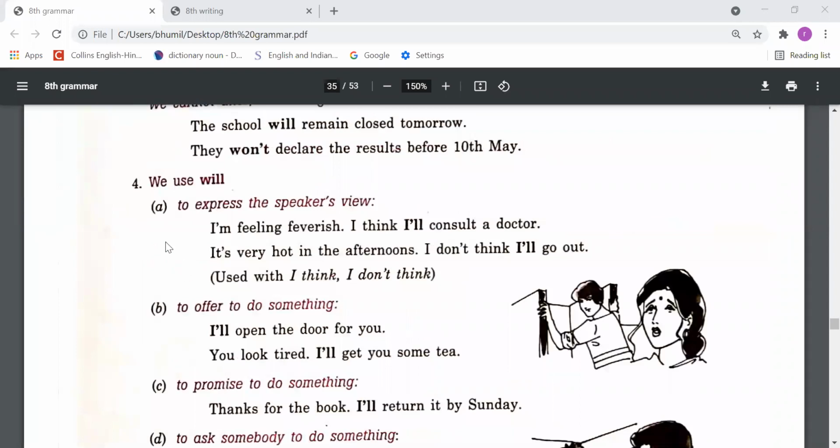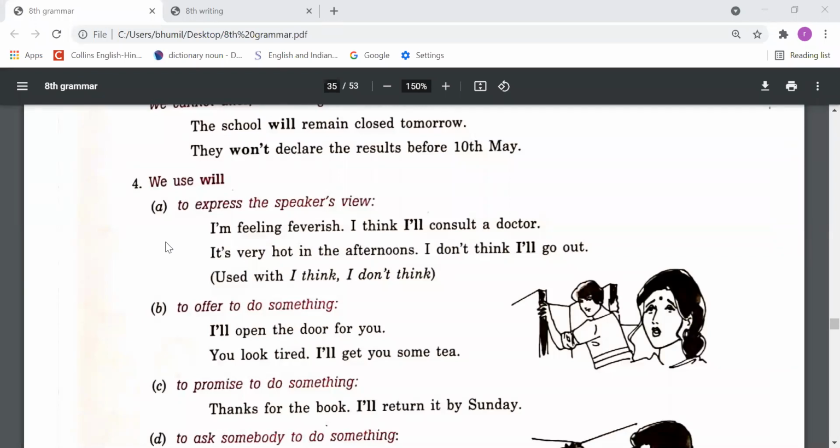Next point number 4. We use will to express the speaker's view. I am feeling feverish. I think I'll consult a doctor. It's very hot in the afternoons. I don't think I'll go out. Used with I think, I don't think.